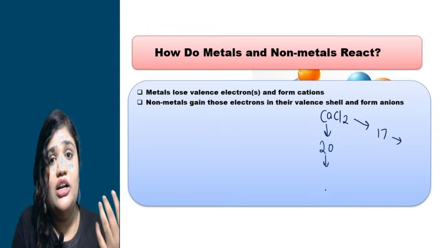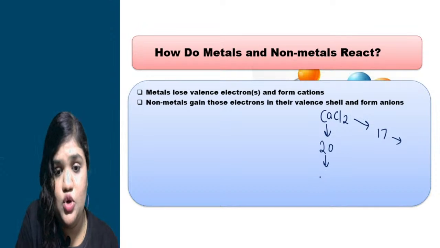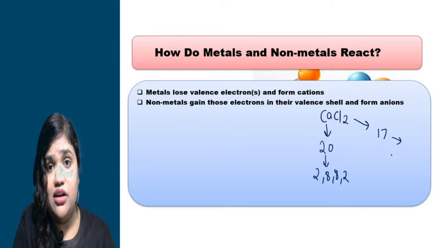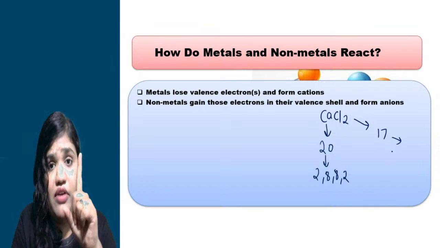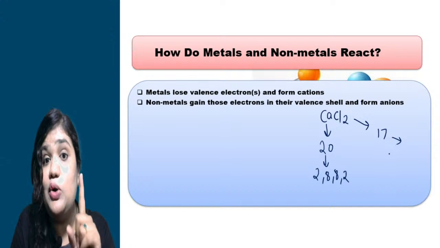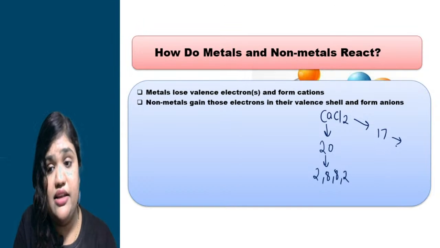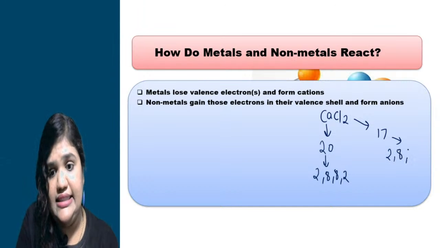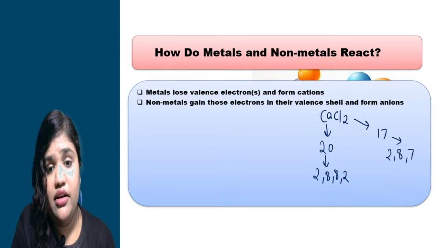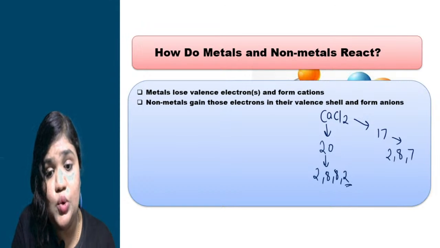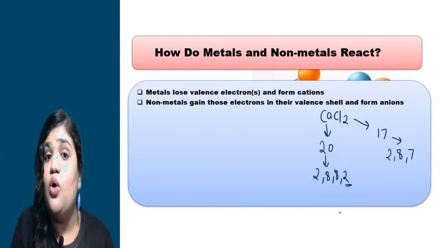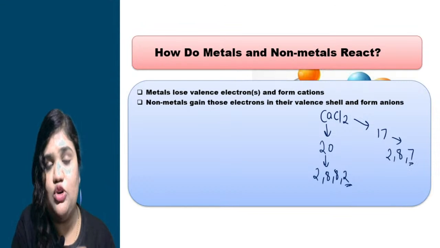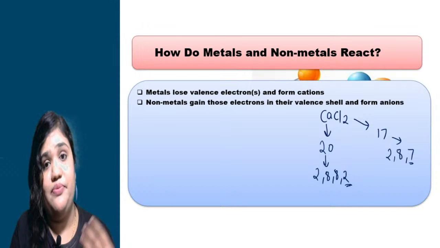So you know that calcium is 2, 8, 8, 2. And what is the electronic configuration for the chlorine atom? We are going to focus on only one chlorine atom. So 17 is there, right? So what is the electronic configuration over here? 2, 8, 7. Now you know that here calcium atom contains 2 valence electrons in its outermost orbit, whereas one chlorine atom contains 7 electrons in its outermost orbit.